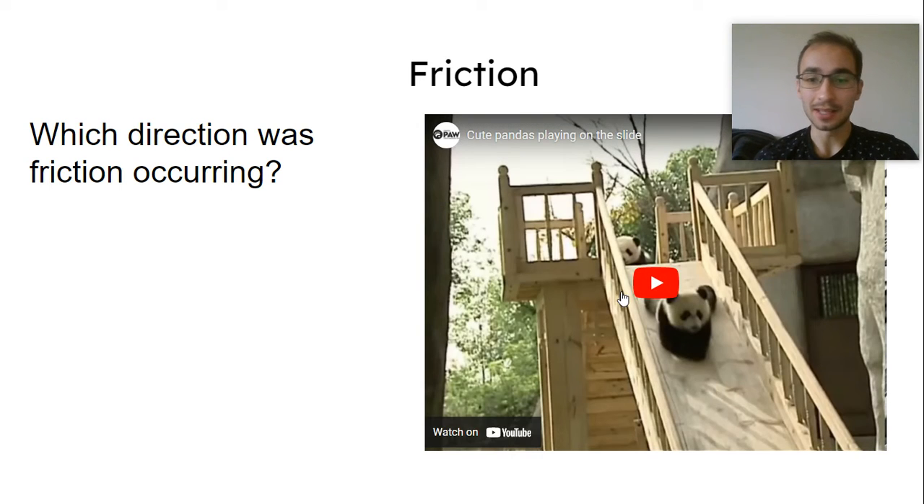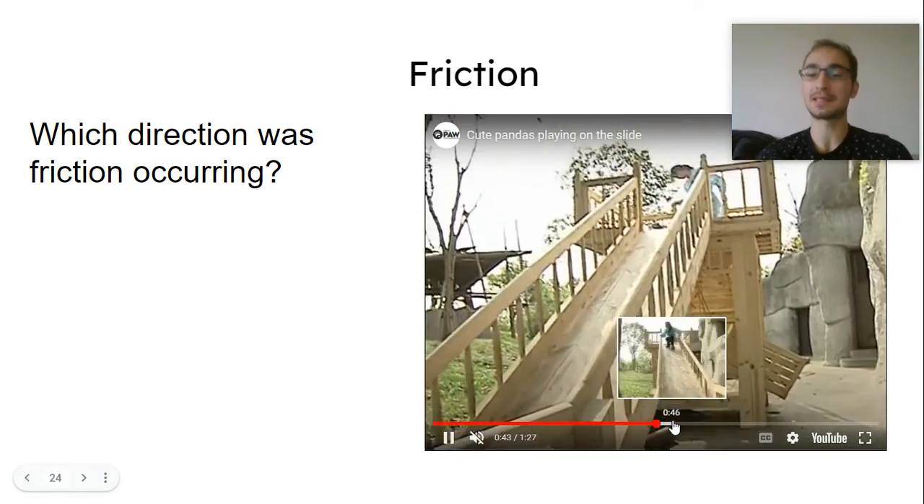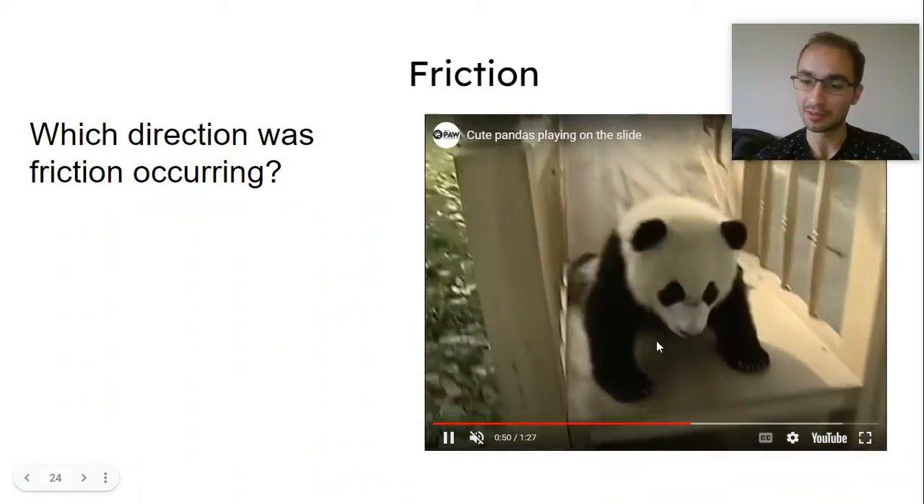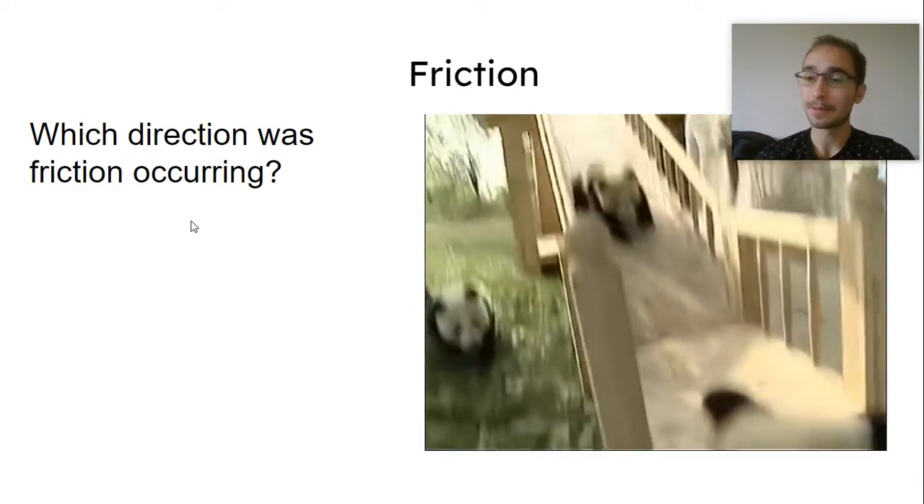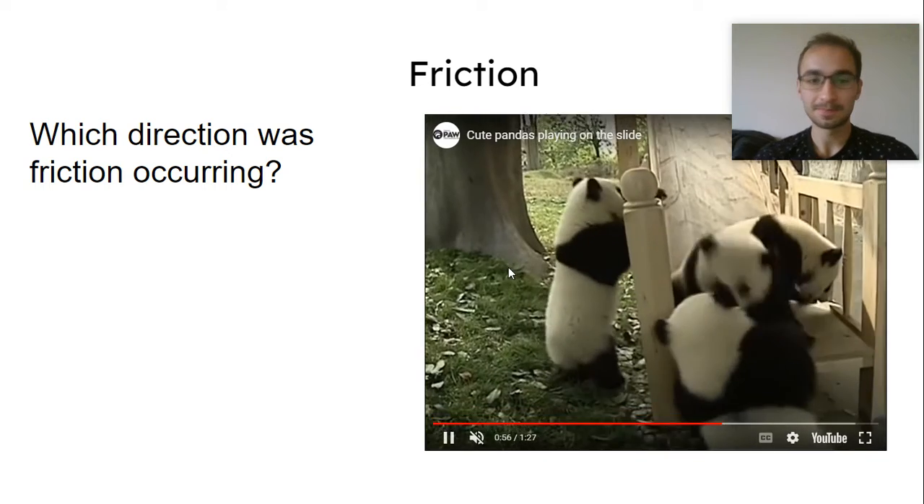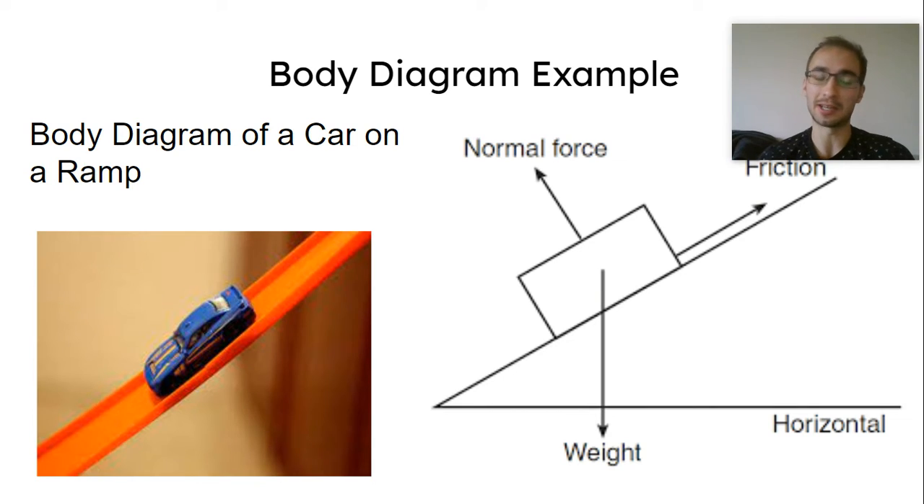Okay. Next one. It even happens on slides. You don't think about it because you go pretty fast, but there's still friction diagonally going up the other way. So as that panda's sliding down, friction's going to go up the slide the other way. Yep, so that's friction. It slows objects in motion down.